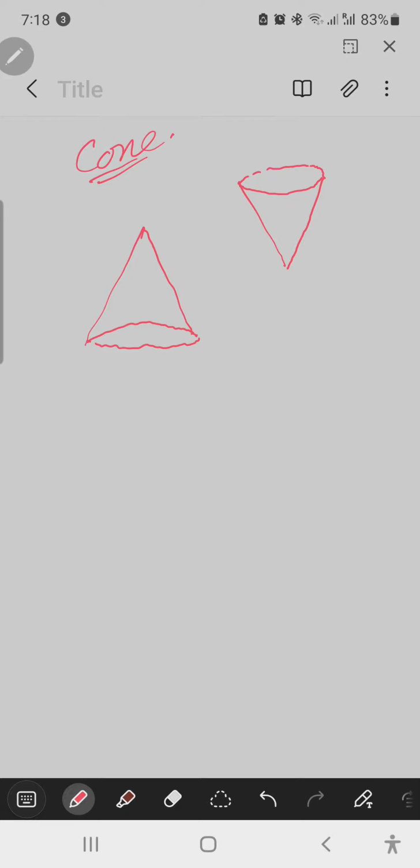Okay, let me explain exercise 12b, which is about cones. You know about the cone. This one, for example, is a cone. This shape, or inverted shape, for example, like this. These are cones.